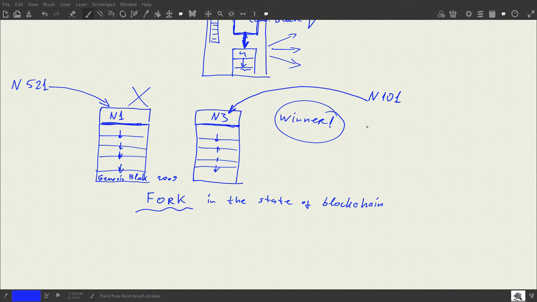Maybe the period of time. Yes. The average period of time between two blocks. Yes, you are absolutely right. It is just a very unimpressive factor, which is a temporal separation between the blocks, which makes the whole thing work.